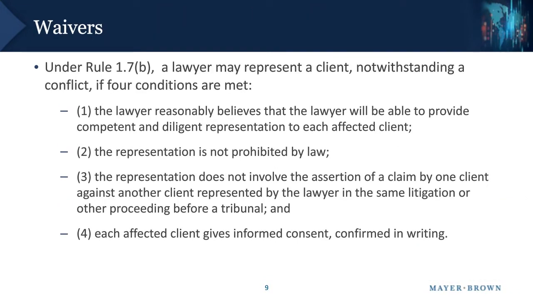So if we have a conflict, we will not be able to proceed unless we get waivers. Rule 1.7(b) sets forth the protocol for waivers. Number one, the lawyer must reasonably believe that the lawyer will be able to provide competent and diligent representation to each affected client. Now, I think that's rarely a problem for a law firm as a whole. Our lawyers can generally provide competent and diligent representation adverse to a client that another lawyer in the firm represents. But sometimes it's an issue for an individual lawyer who feels, I've done too much work for this client, I can't be adverse to it.